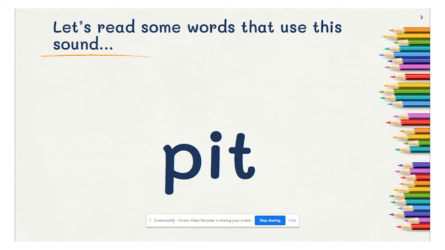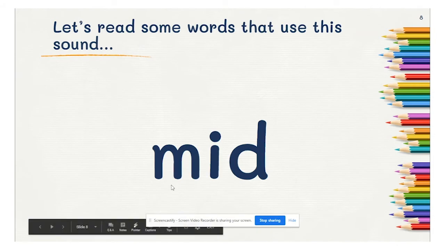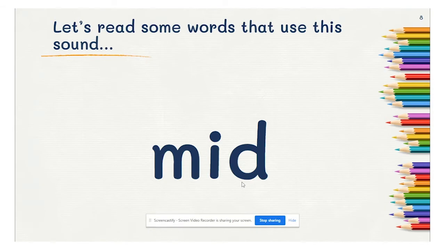Read the word on the screen. Did you say pit? The word is pit. It. Pit. Read the word on the screen. Did you say mid? The word is mid. M-I-D. Mid.